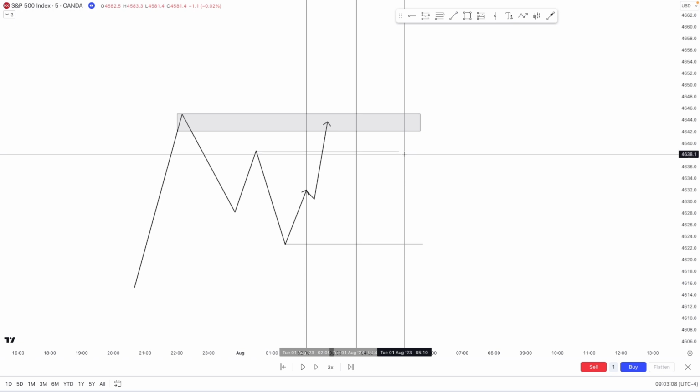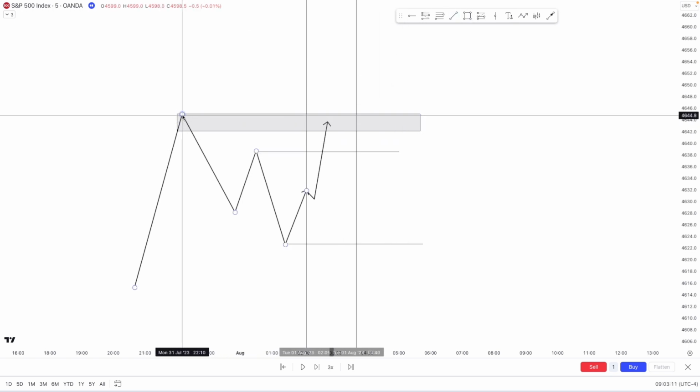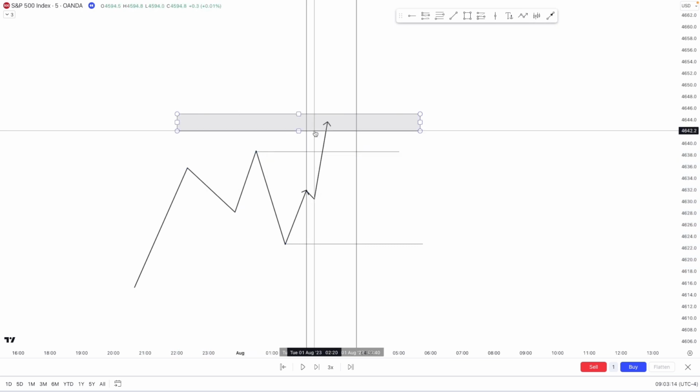That makes the win rate so much higher. Same with down here. However, this is not necessary. We don't always have to have that. We can literally have something like this, and then we can look for our entry model.